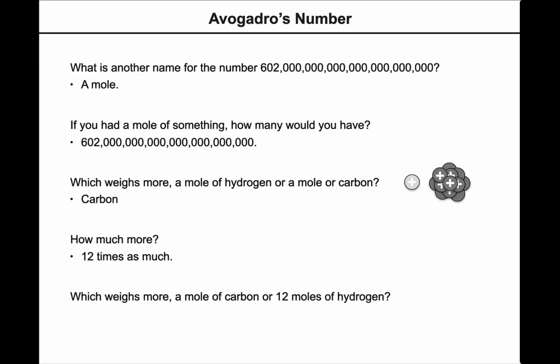Which weighs more, a mole of carbon or 12 moles of hydrogen? Well, each of those circles represents a mole of hydrogen in this case. 12 moles of hydrogen weighs the same as 1 mole of carbon because it's basically the same amount of things. It's the same amount of protons and or neutrons. The big realization here is that a mole of something weighs a different amount depending on what it is. A mole of hydrogen weighs a different amount from a mole of carbon.